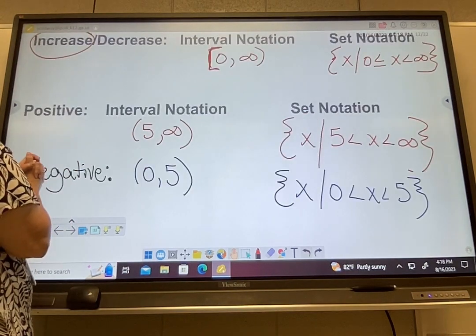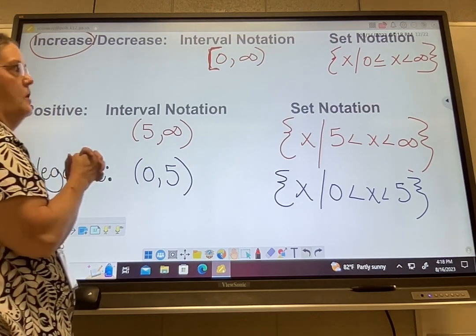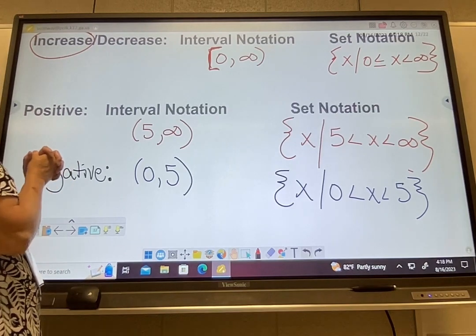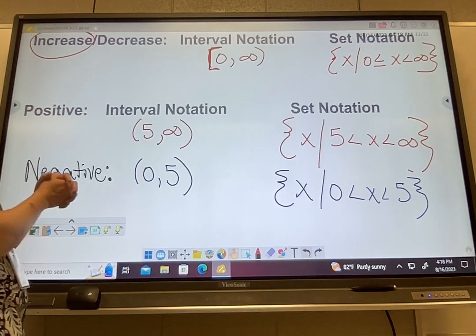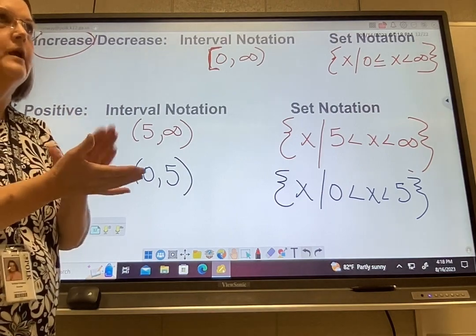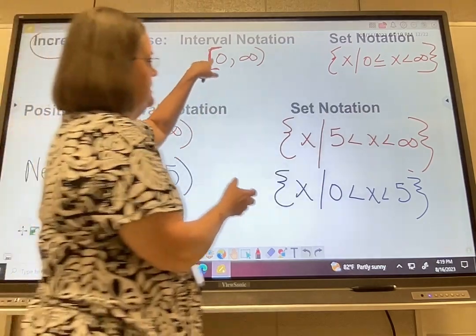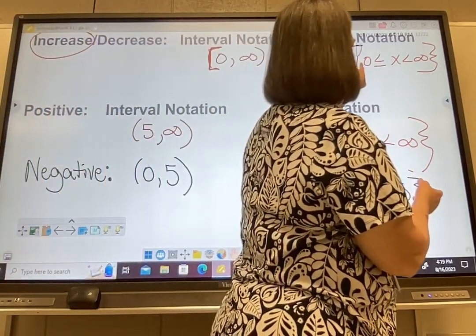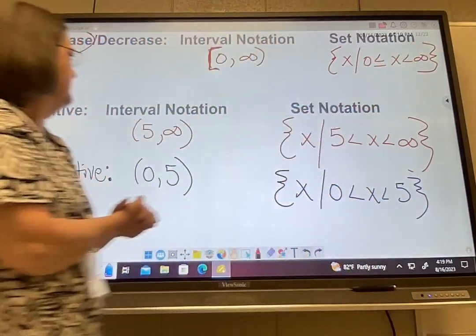All right. Now, increasing and decreasing. This function, if you look back at the graph, is increasing. It is increasing all the way from 0 to infinity. It never decreases. A line will either increase or decrease. It won't do both. So this one's increasing from 0 to infinity, x such that 0 is less than or equal to x is less than infinity.